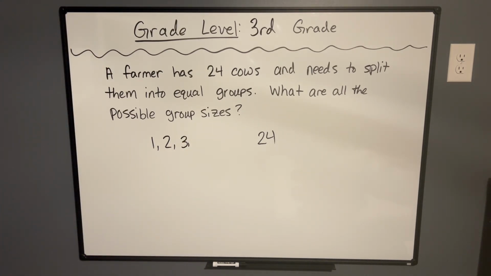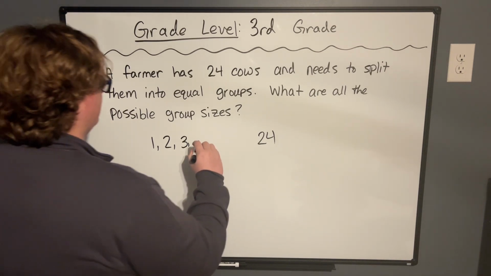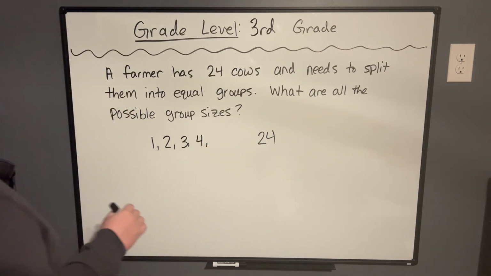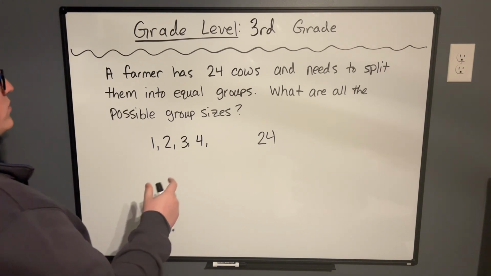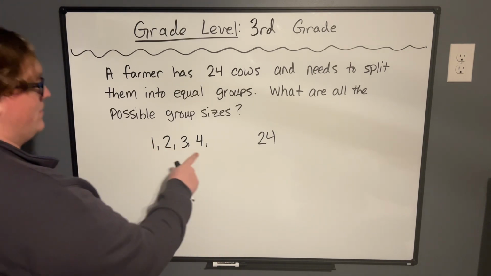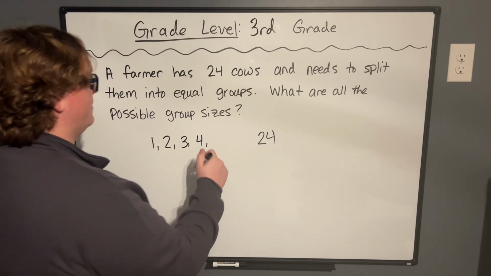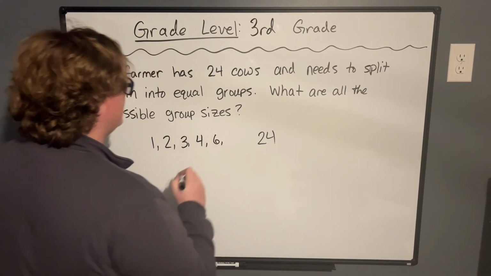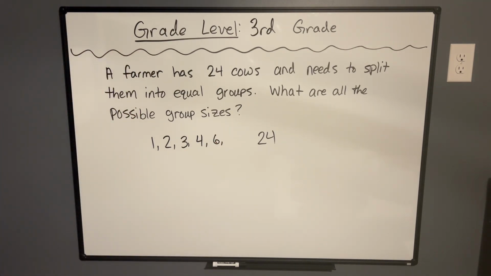We could also divide by 4, right? 4 is an option too because 24 divided by 4 is equal to 6, right? And so that would mean that we'd have 4 groups of 6 cows. And then, of course, we can't do 5, but we can do 6, right? Because we knew from 4 that we could divide it by 6. So we can also do 6, because 24 divided by 6 is 4.